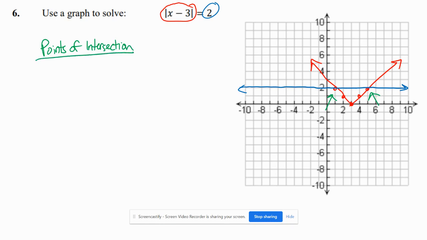So the one on the left was 1, 2, and the one on the right would be 5, 2. And we're only interested in the x values. So final answer will be x is equal to 1 and x is equal to 5.